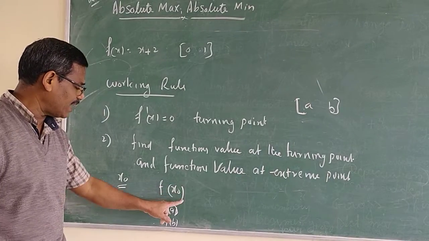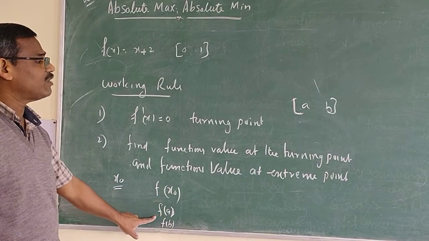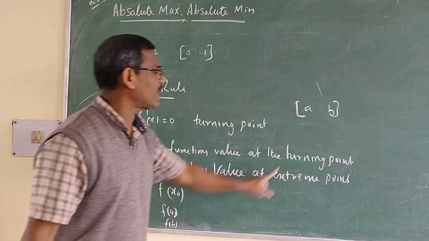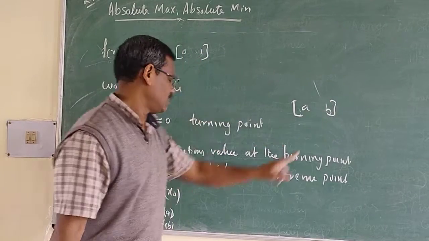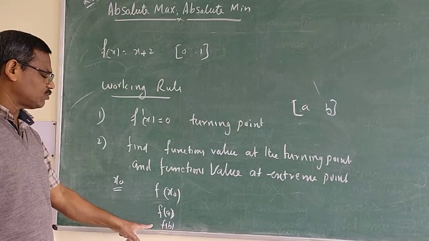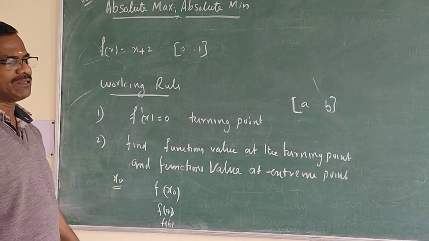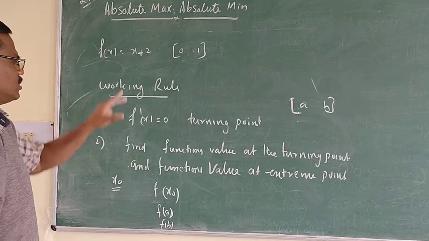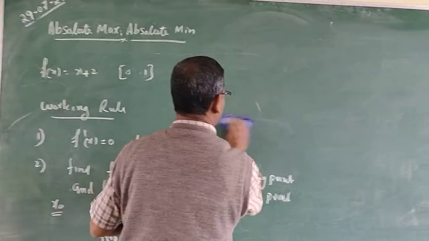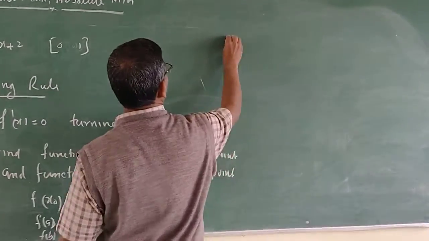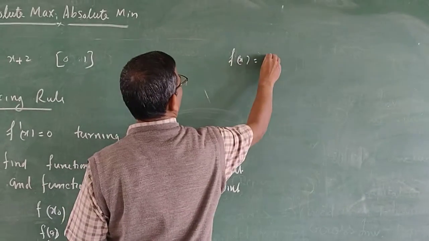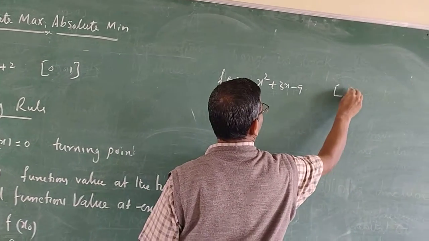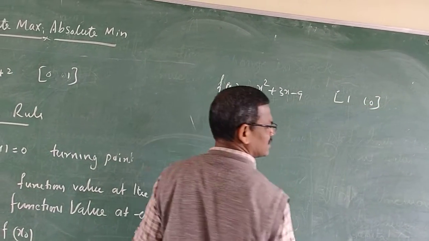Find the function's value at x0, find the function's value at the left extreme point, find the function's value at the right extreme point, and among these, the lowest one is called the minimum value, and the highest one is called the maximum value. This is the working rule. And just one example, if I take f of x is equal to x square plus 3x minus 9 in an interval, say 0 to 10, like this.